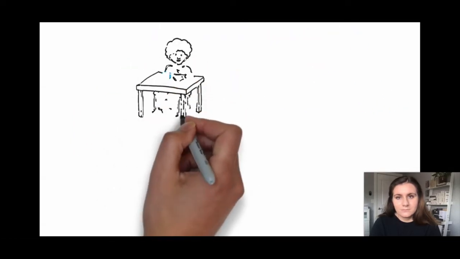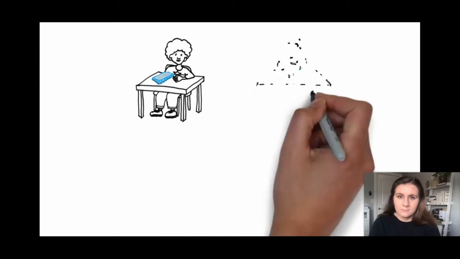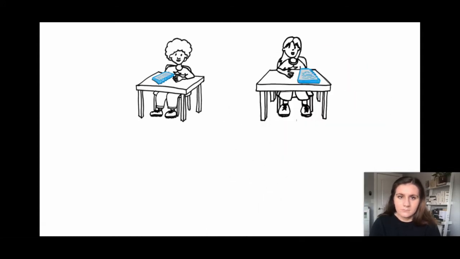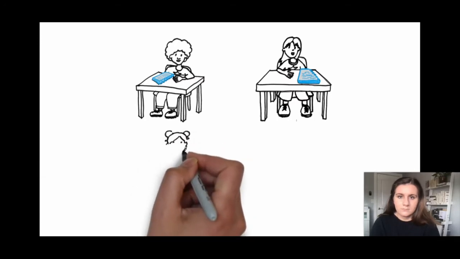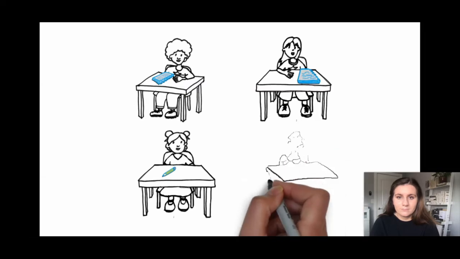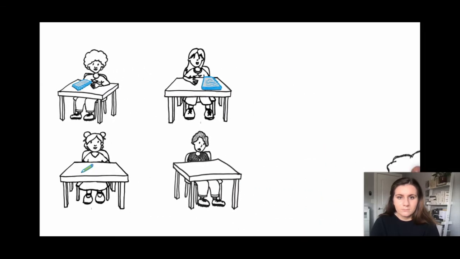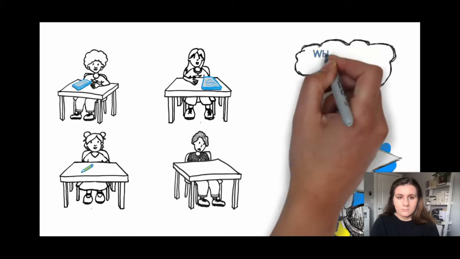Here's an example. Let's say there are 4 students. The first 2 students each have a notepad. The third student has a pencil. The 4th student doesn't have a notepad or a pencil. To be fair, what should each student receive?